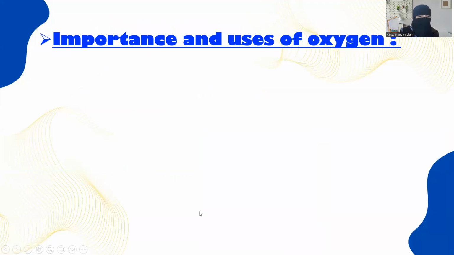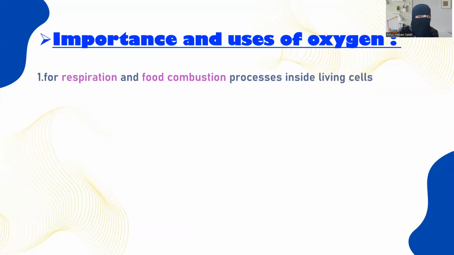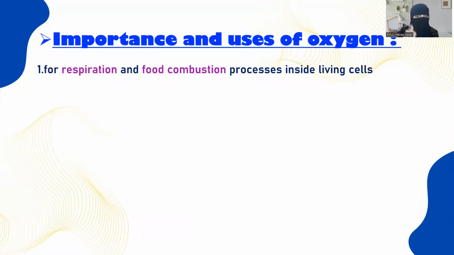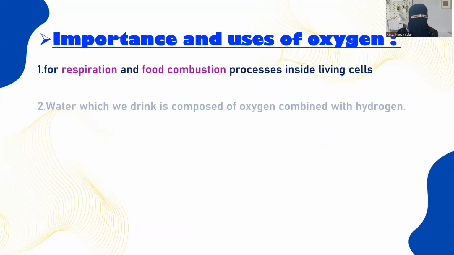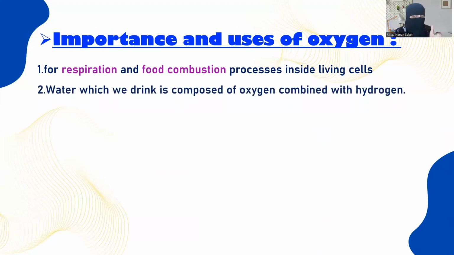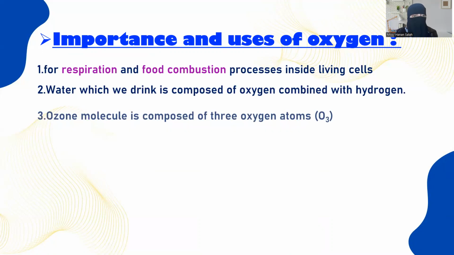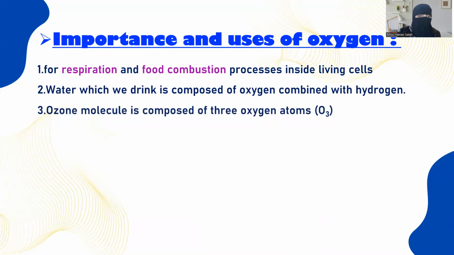What about the importance and uses of oxygen gas? We said before, you can use oxygen gas for respiration and food combustion. Number 2, formation of water, because water's structure consists of 1 oxygen and 2 hydrogen. Number 3, formation of ozone gas. Ozone gas is composed of 3 atoms of oxygen.